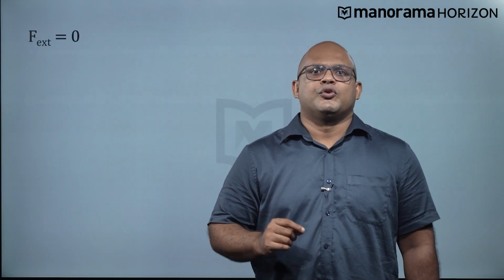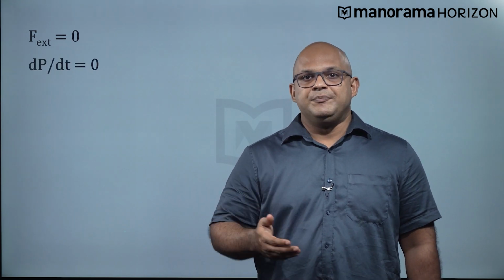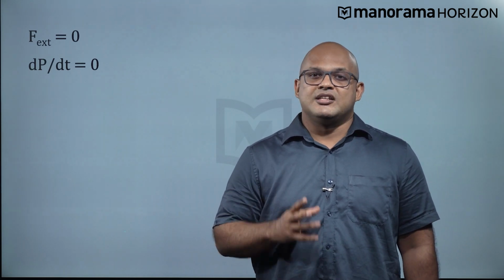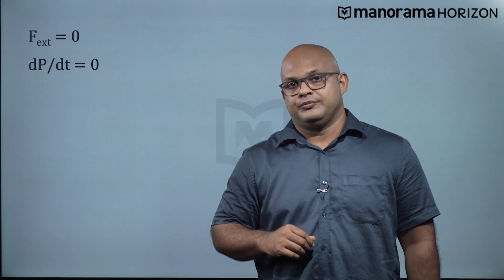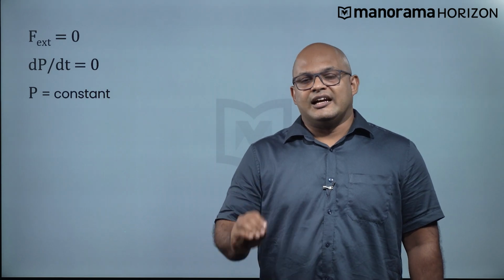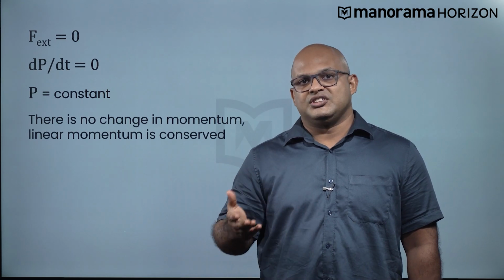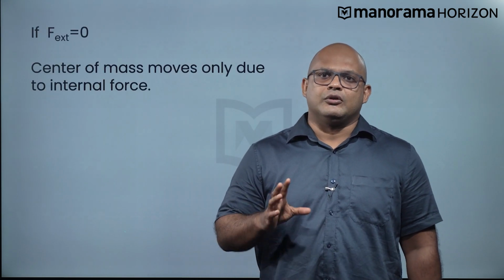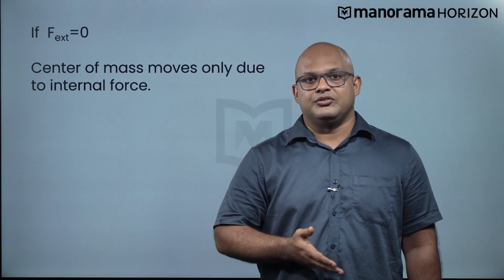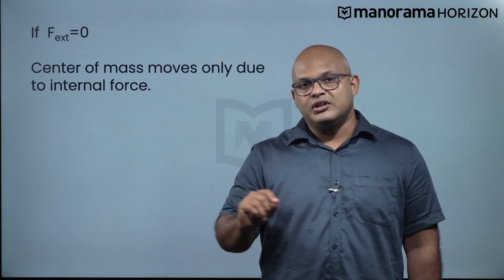If the total external force acting on the system is 0, F_ext is equal to 0. So, dP by dt will also be equal to 0. This would mean that P, that is the total momentum of the system, is constant. So, whenever the total force acting on the system of particles is equal to 0, then the total linear momentum of the particles will also be constant. The rate of change of momentum is also 0, which means that there is no change in the momentum, which means that linear momentum is conserved. This is the law of conservation of total linear momentum for a system of particles.